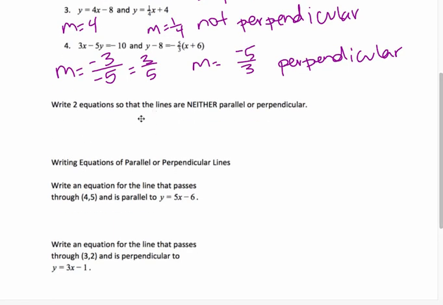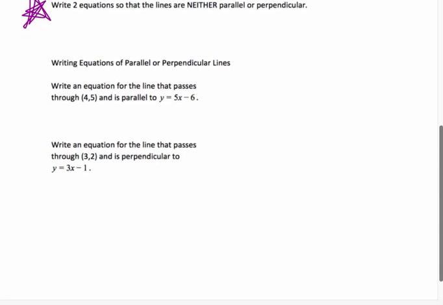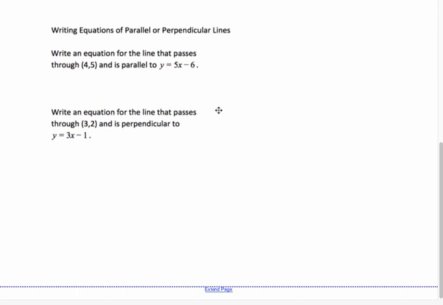All right, write two equations so that the lines are neither parallel or perpendicular. I just gave you a hint to that. Okay, you need to do that before you come to class. I gave you a hint when I talked about number 3. All right, last section here, writing equations of parallel or perpendicular lines.